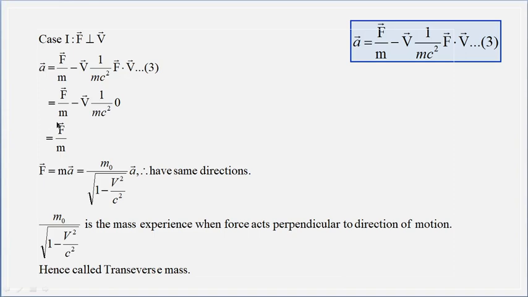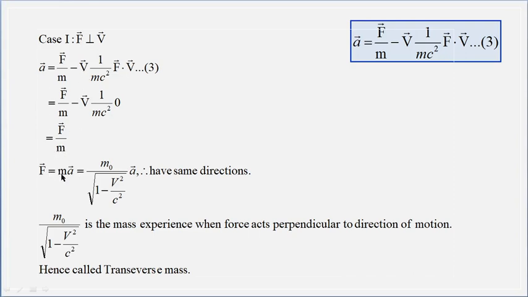So vector a equal to F by m. So here we find that acceleration and force have the same direction. See, vector a equal to vector F by m, and m has no direction, it is a scalar quantity. So the direction of a is the same as the direction of vector F. So this is one case, when force is perpendicular to v. Then we write F equal to ma.